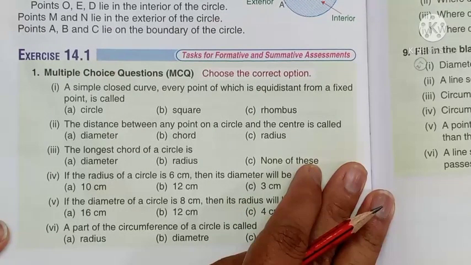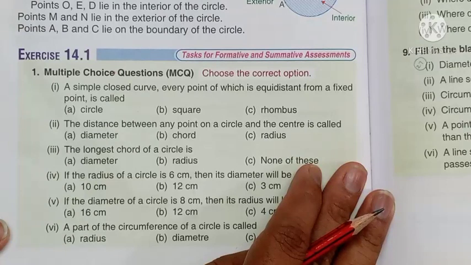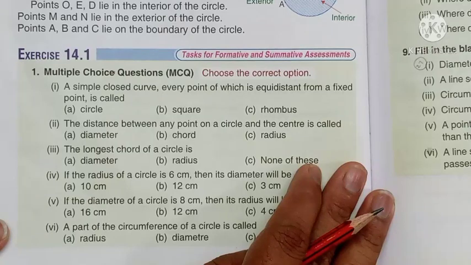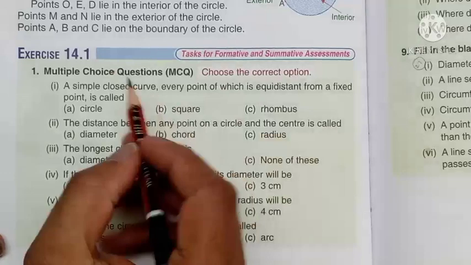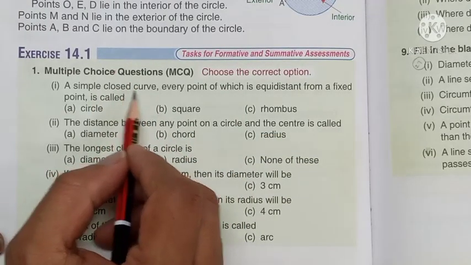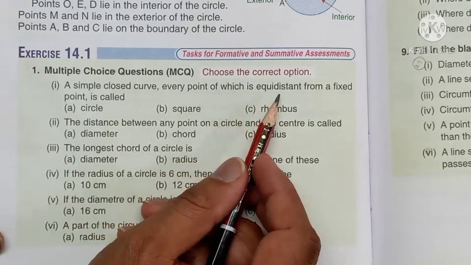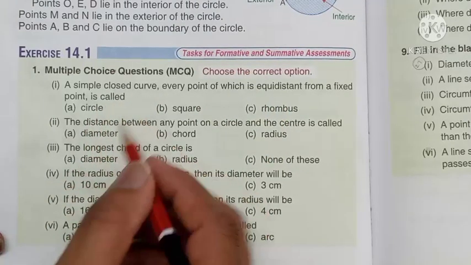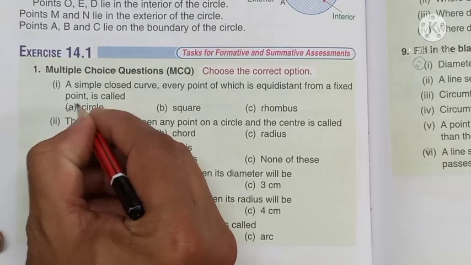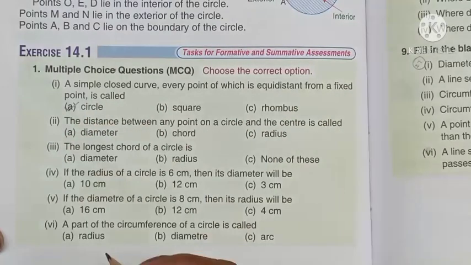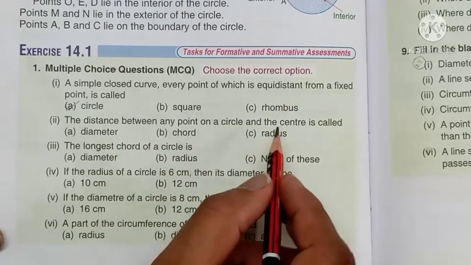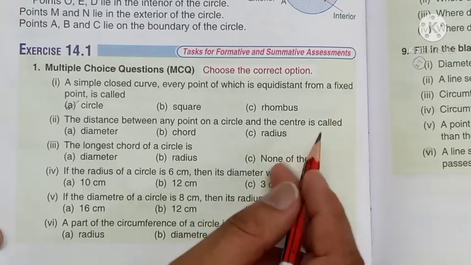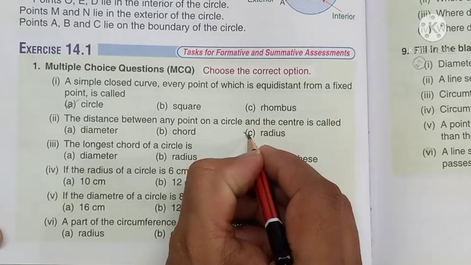So, as you can see, I am there at page number 130, exercise 14.1. First we are going to deal with the MCQs, starting with the first one. A simple closed curve where every point of which is equidistant from a fixed point is called, you already know this, it's circle. And that fixed point we call center. The distance between any point on a circle and the center is called, we know that it is radius.